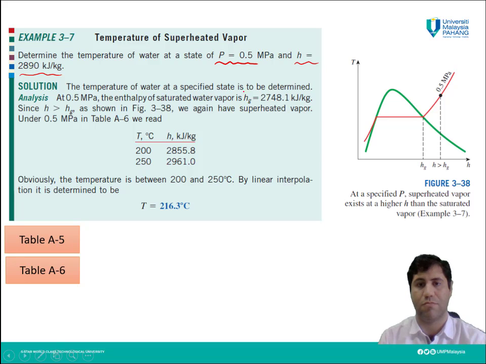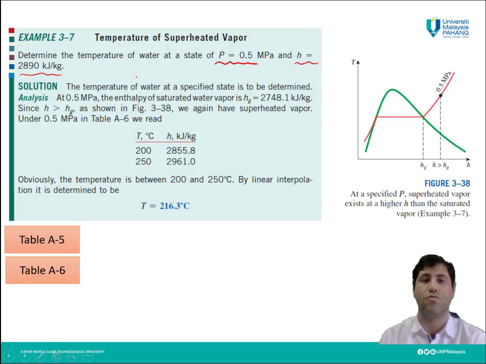we have seen in table A5. It was equal to 2748.1 kilojoule per kilogram. By comparing H and Hg, you can see that the enthalpy we have for this state is higher than the enthalpy for saturated vapor, and it means the water in this state is superheated vapor. So the state is determined.